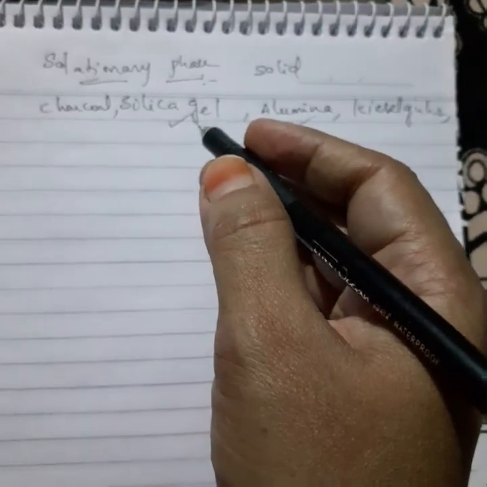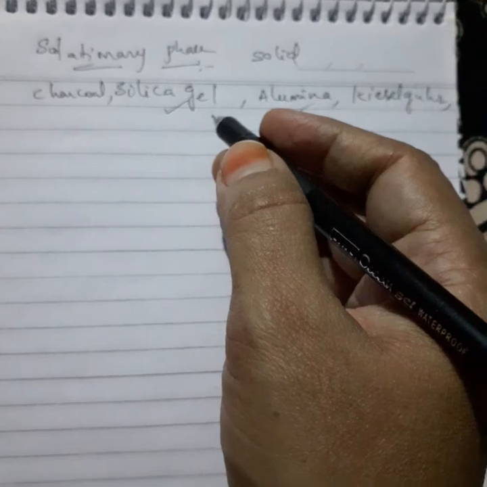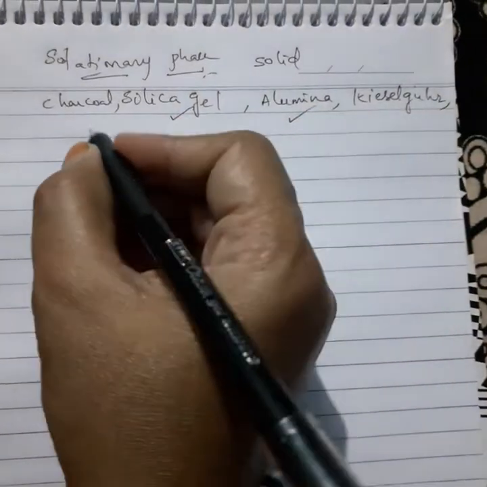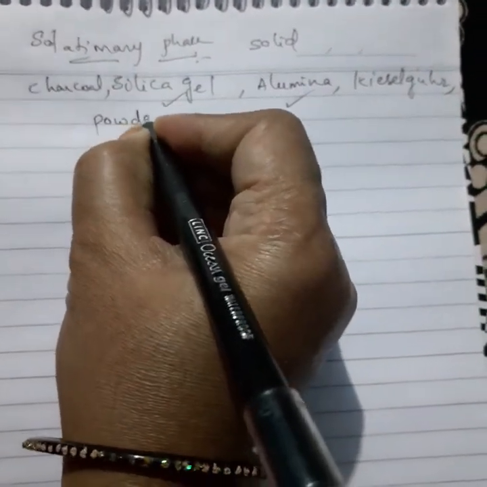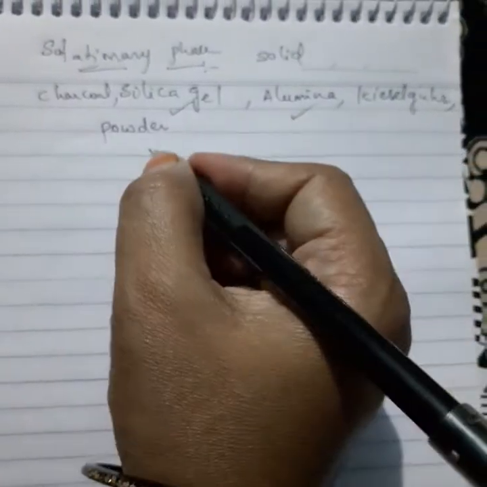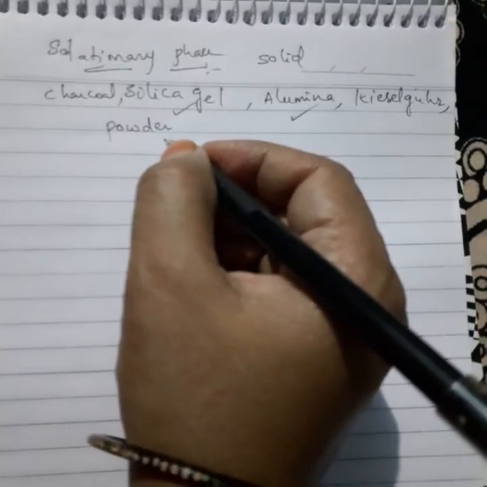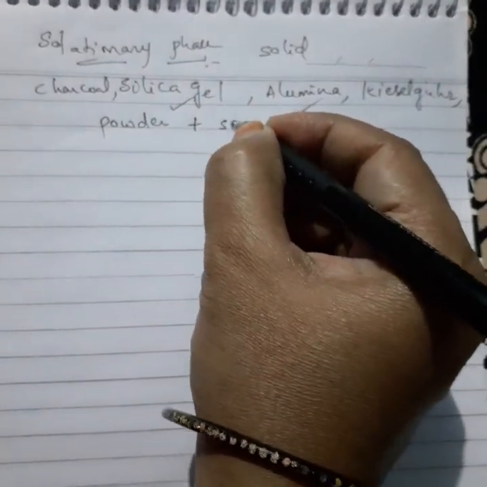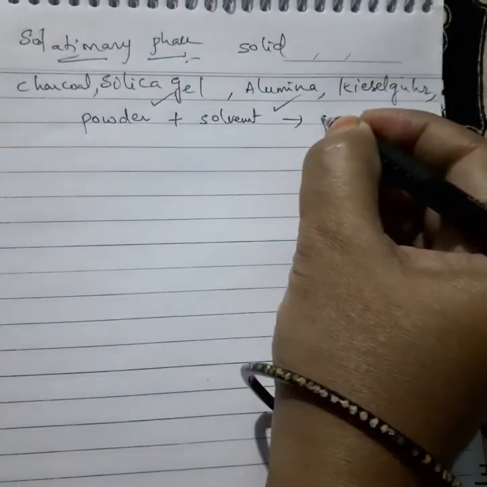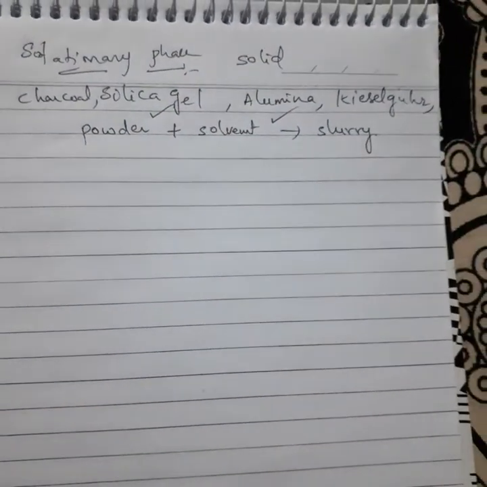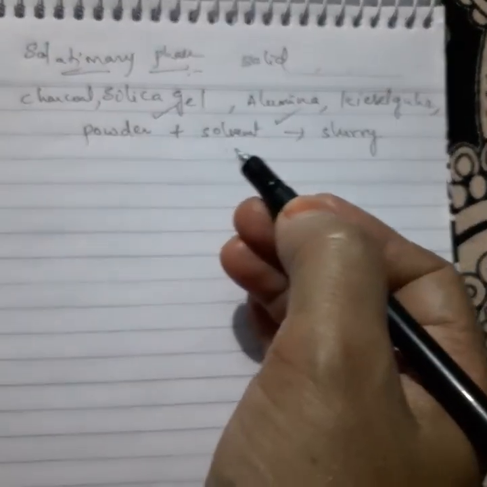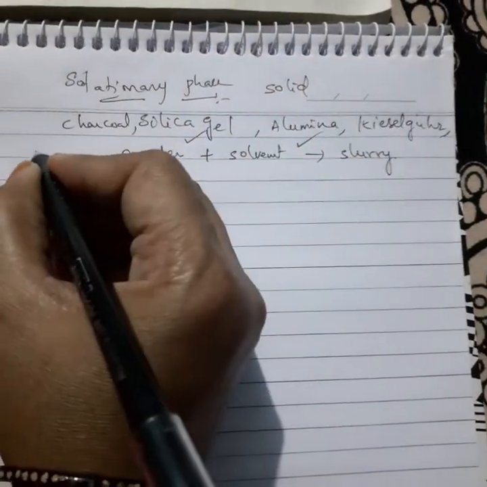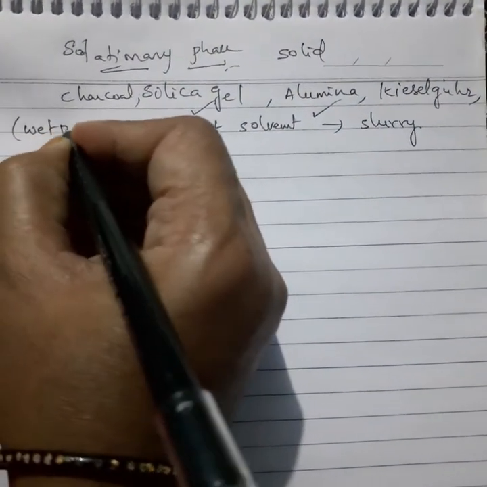So here, how are we preparing the stationary phase? Generally you need to take either silica gel or alumina, and first you need to convert them into the form of a powder, and then add a little bit of organic solvent so that you are preparing a slurry. Means, by the addition of solvent we are preparing a slurry. This is used for the wet packing method.